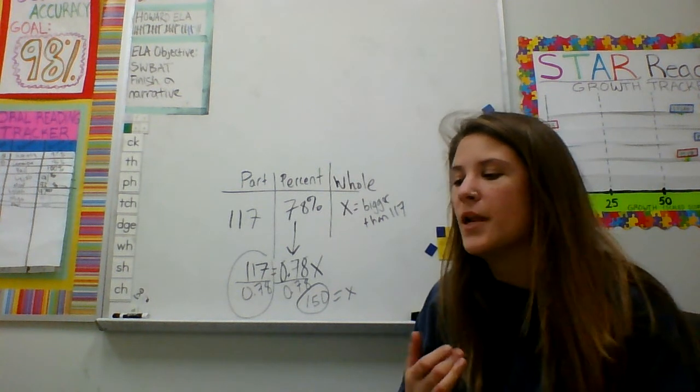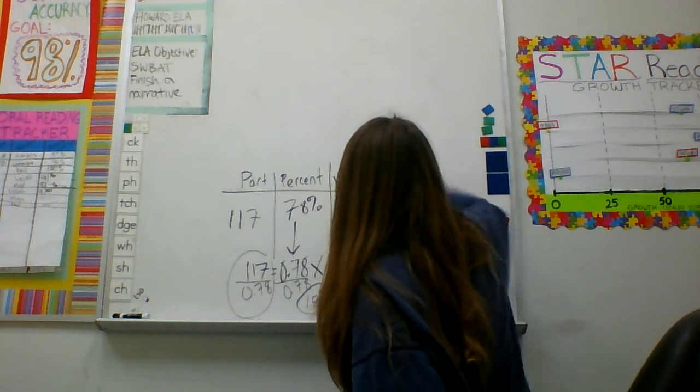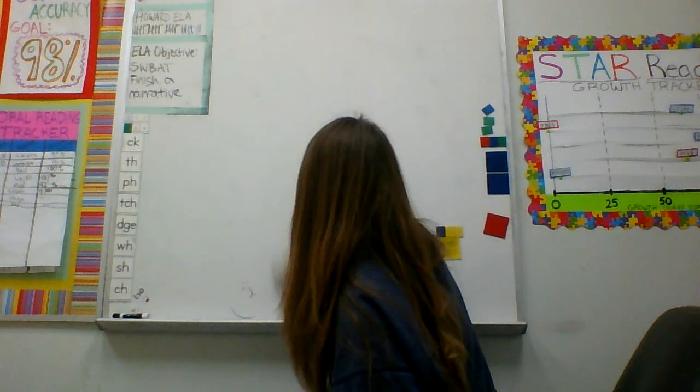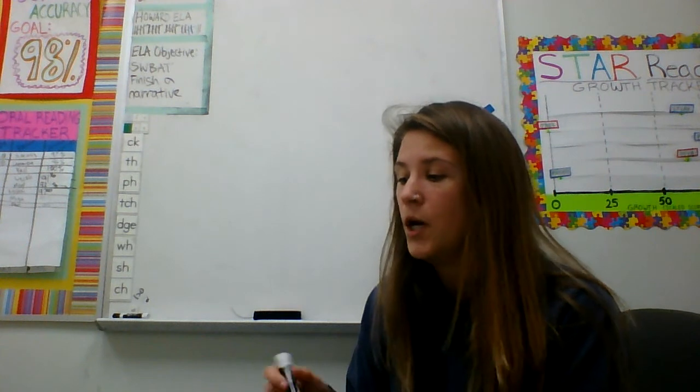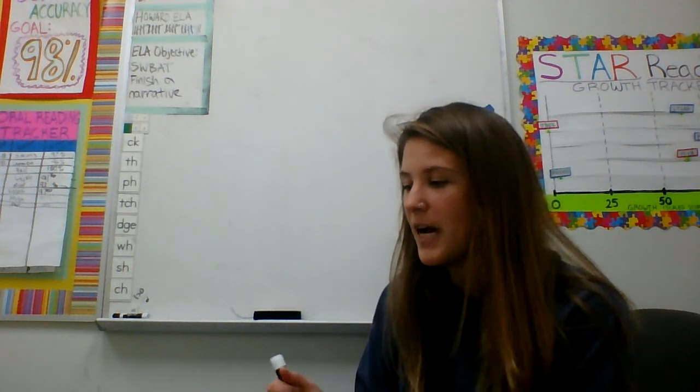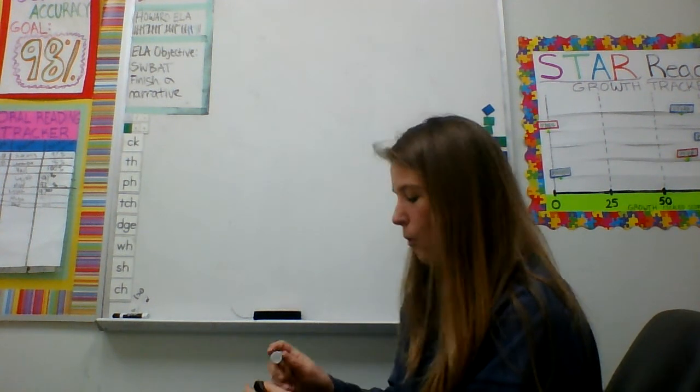It's example 1. Example 2, erase this. We'll read example 2. Example 2 says that Rajane had homework in 5 subjects. She spent 10 minutes on math, 5 minutes on literacy, and 15 minutes on social studies, 20 minutes on ELA, and 25 minutes on science. What percentage of her time was spent on social studies homework?